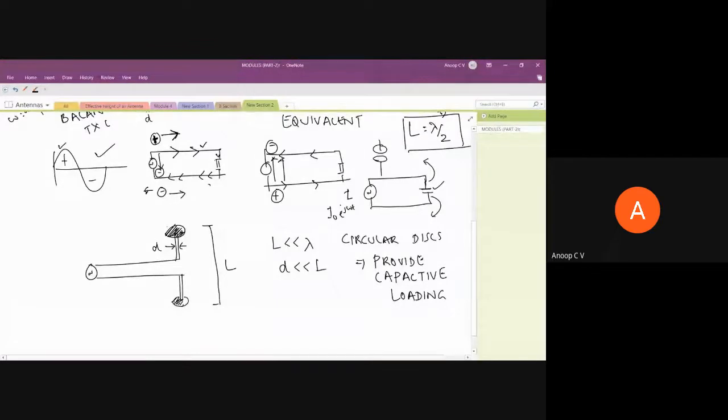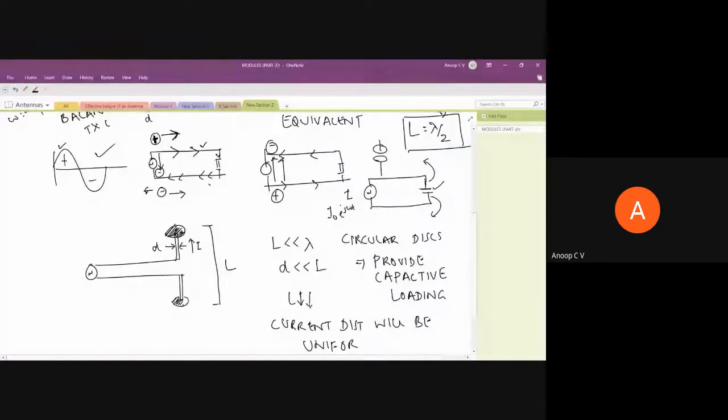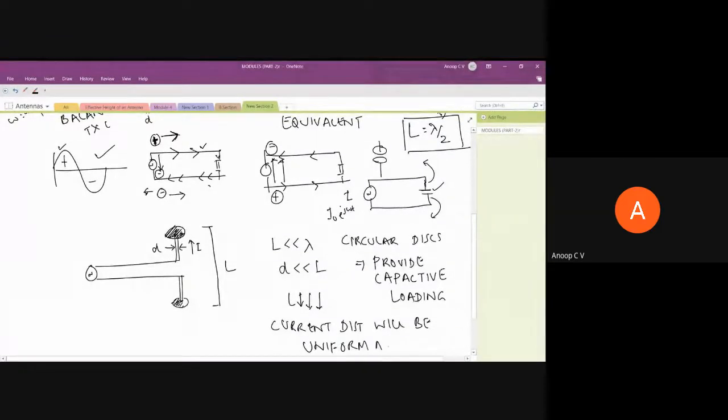If you assume it's capacitive loading, I can assume the current distribution over this, say the current is I, that current will be uniform along the length of this dipole. Why? Because its length is very small. As L is very small, the current distribution is uniform along the length.